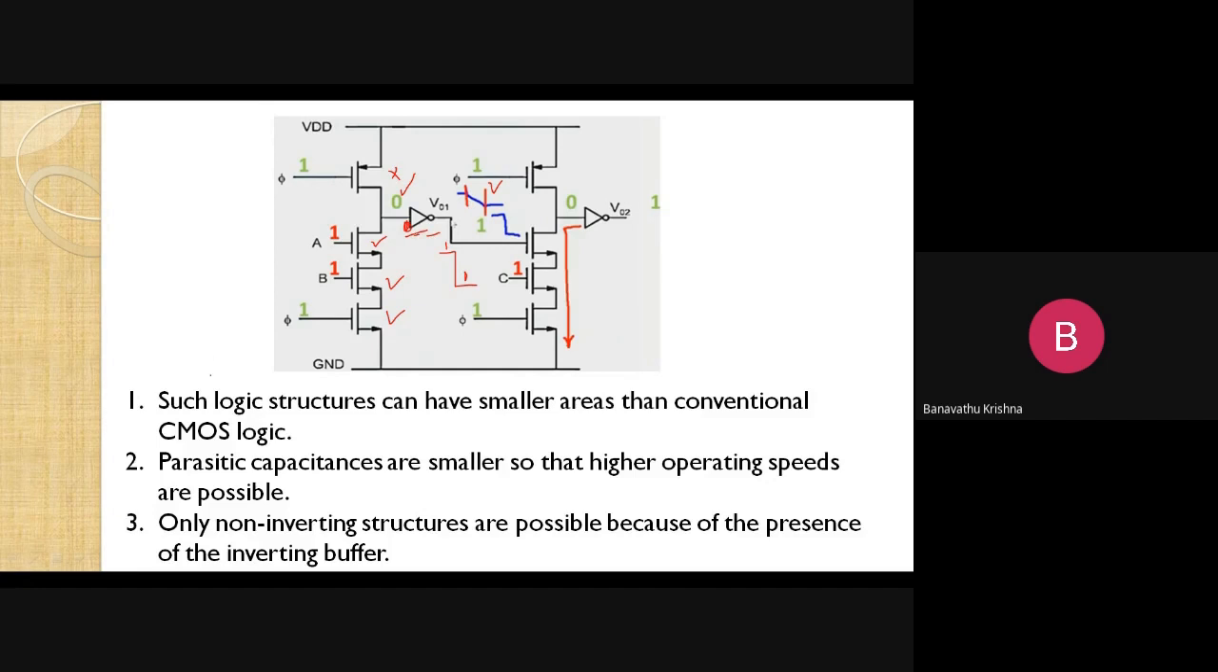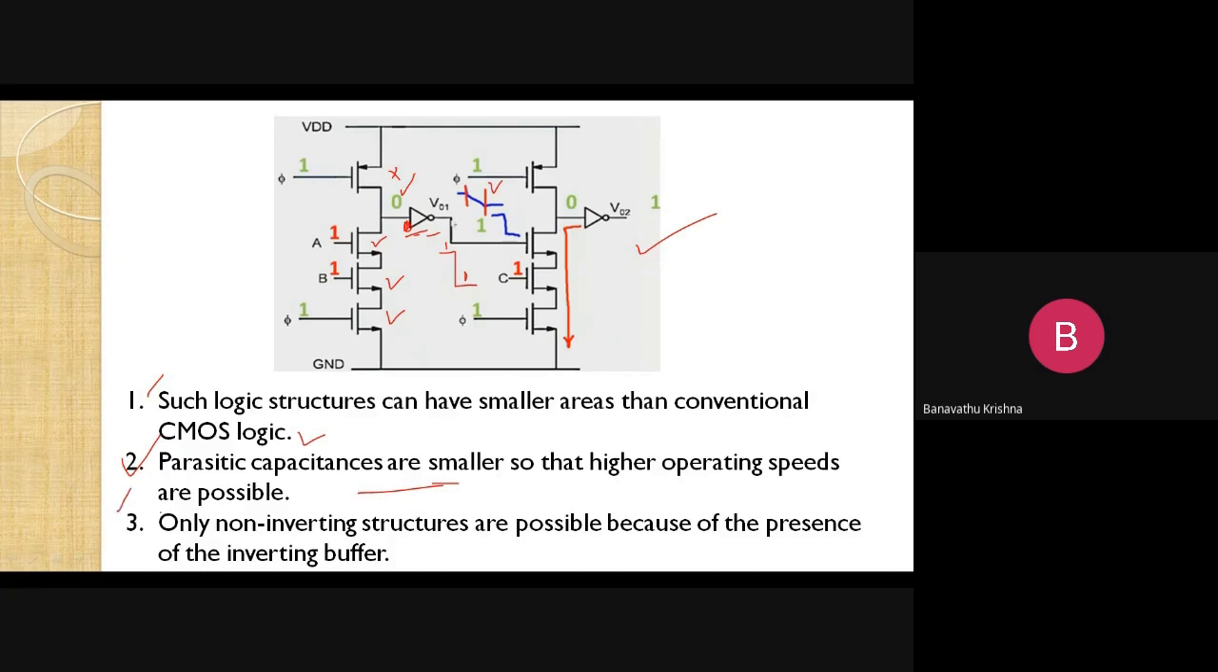Let us see this point here: such logic structures can have smaller areas than conventional CMOS logic, right? So whereas we go with this type of circuit, it has a very small area compared to what we did in previous classes. So one of the problems is overcome here. Second, the parasitic capacitors, which are nothing but interlayer capacitors, are smaller. So higher operating speed is possible here.